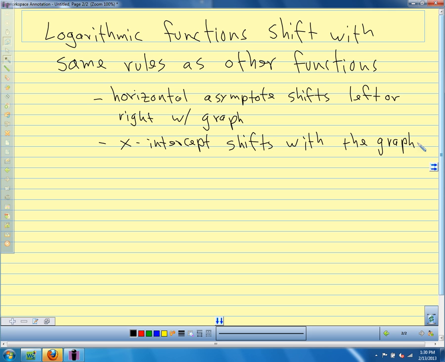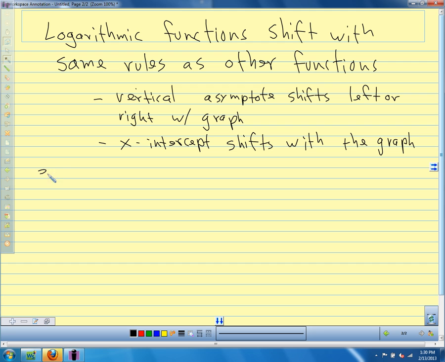Our horizontal asymptote shifts left or right. Actually, I said horizontal here, I should have said vertical. Sorry, I was thinking of the exponential function. We have a vertical asymptote with a logarithmic function. So our vertical asymptote shifts left or right. If I shift the vertical asymptote up or down, it doesn't make any difference because it's a vertical line. And our intercept shifts with the graph.